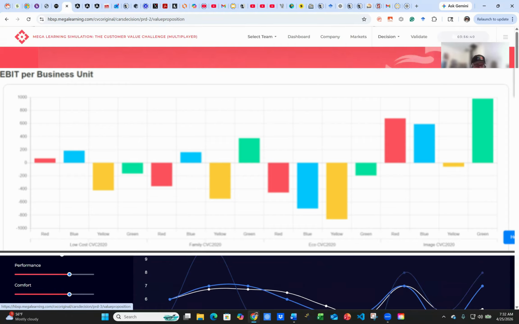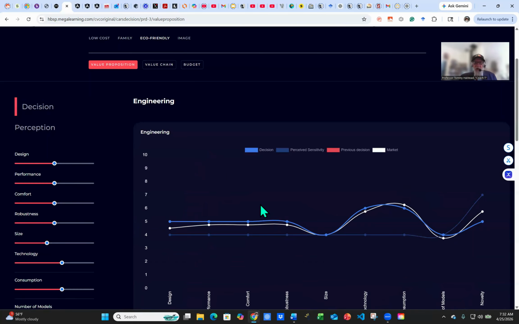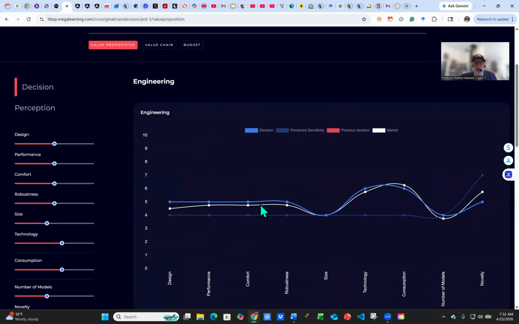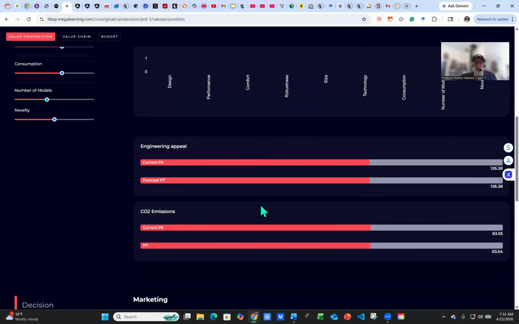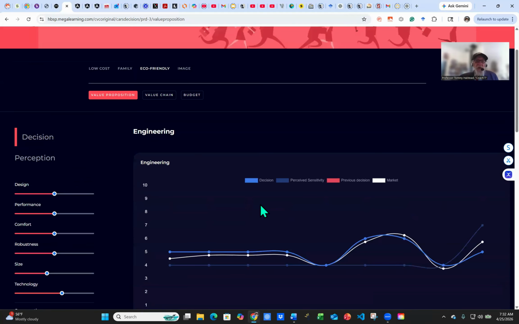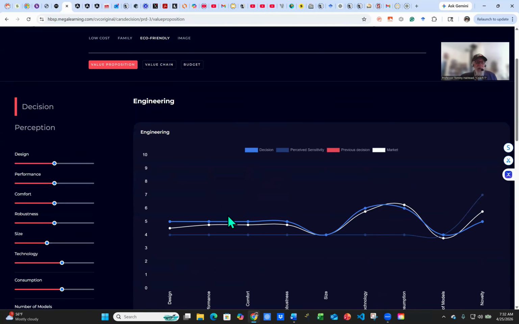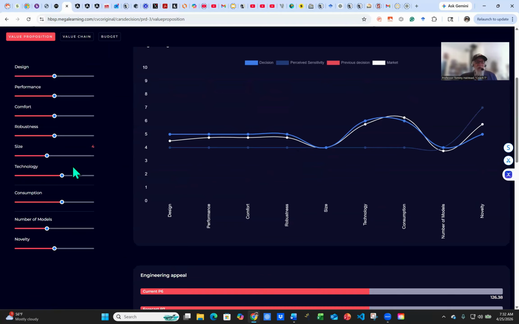Eco, everybody got killed, but Red did a lot better than others, being killed less. And there's zero issue in terms of what Eco wants here. You're staying flat, not overinvesting in it, and technology is important. The models are also important. Number of models, that's perfect.